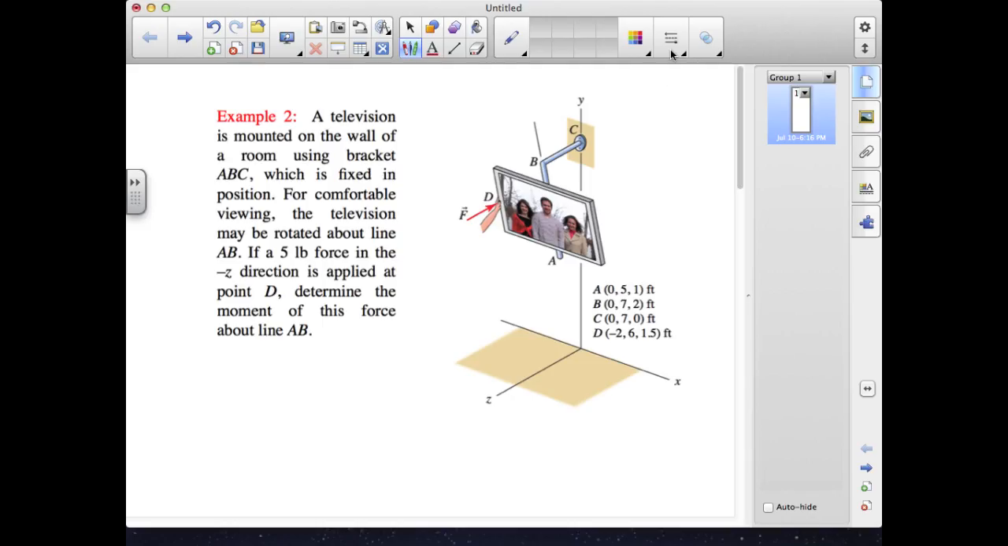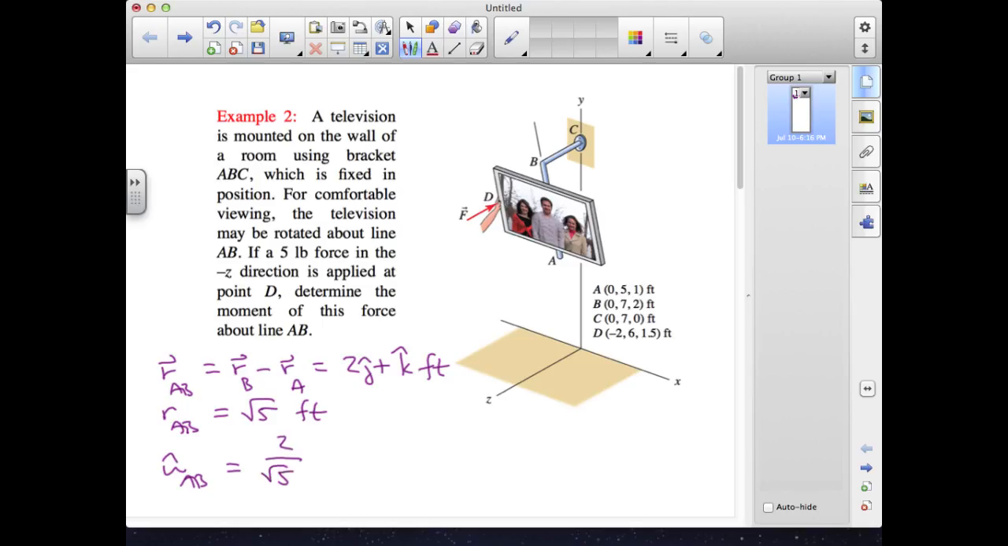Line AB lies in the YZ plane, and we can calculate the relative position vector from A to B as RB minus RA, and that result is 2J plus 1K foot. The magnitude of RAB ends up just being equal to the square root of 5 feet. And so the unit vector that points along AB is RAB over its own magnitude, and that ends up being 2 over root 5 in the J direction plus 1 over root 5 in the K direction.